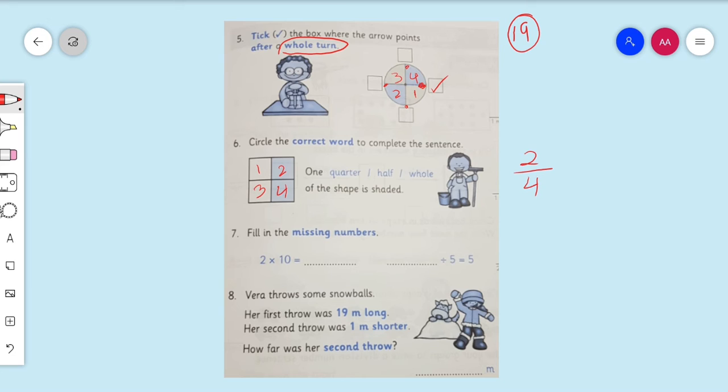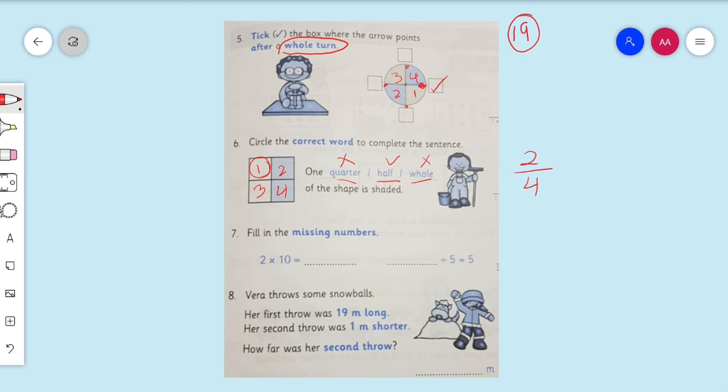And we need to find out, is it a quarter shaded, half shaded, or the whole shaded. So we can easily see that this is not the whole shaded because only 2 are shaded. It is not a quarter shaded because if it's quarter shaded it should be only one shaded, but that's not the case. The 2 are shaded, so quarter is not the right answer, whole is not the right answer, so the half will be the right answer.